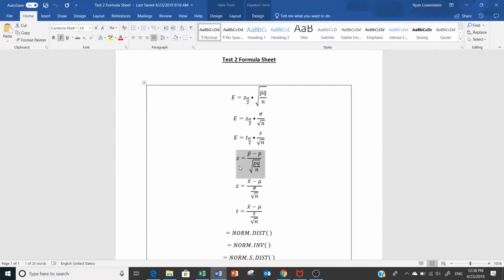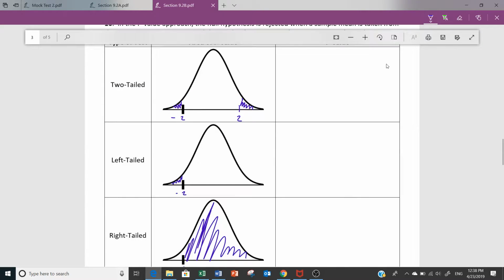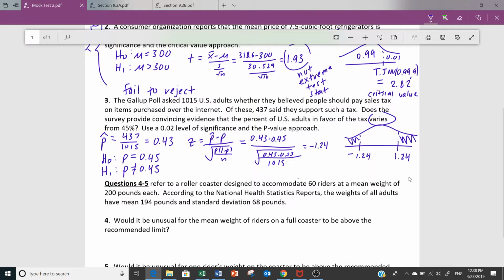And why are we using dist? Because when you do inverse, you're given the area. Were we given the area in this problem? No, so we want to do dist. When you're given the area, that's when you do INV. When you're given the t value, you do dist.